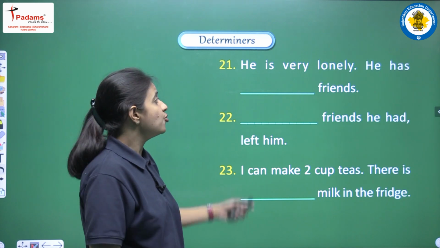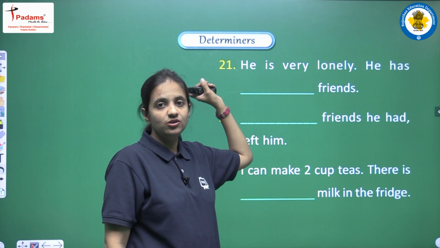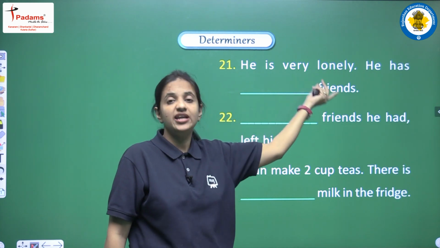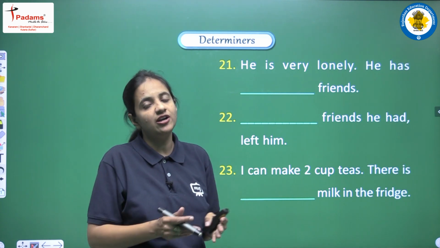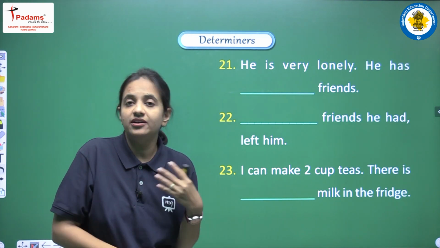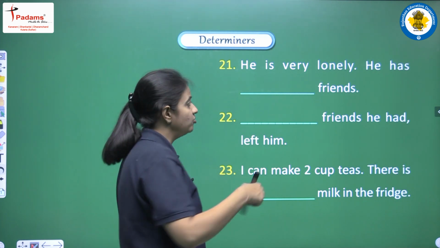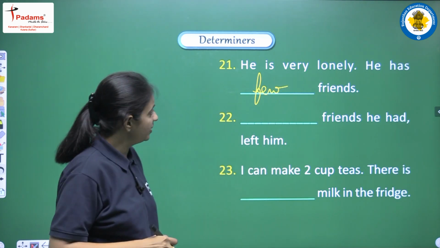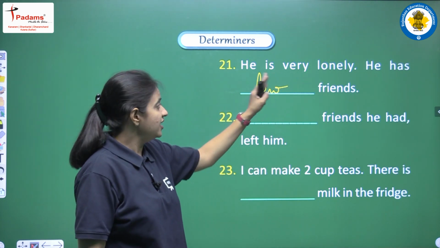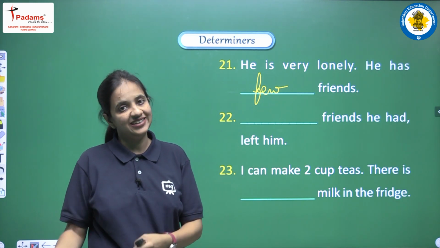Next is he is very lonely, he has friends. So now we are talking about one person that is very lonely. Why is he lonely? Because he is having no friends actually. So we want to show some negative meaning here, and friends is a countable noun. So here our answer will be few. And the sentence will be he is very lonely, he has few friends. It means almost nothing, just like nothing.